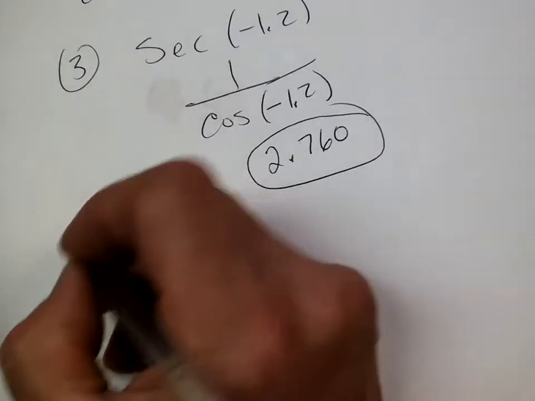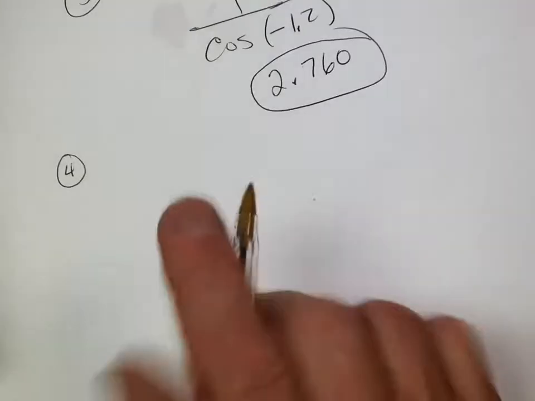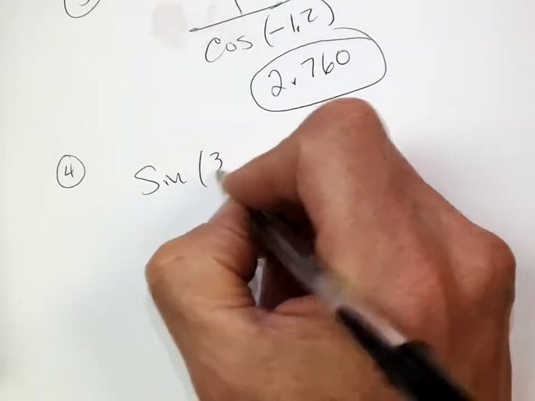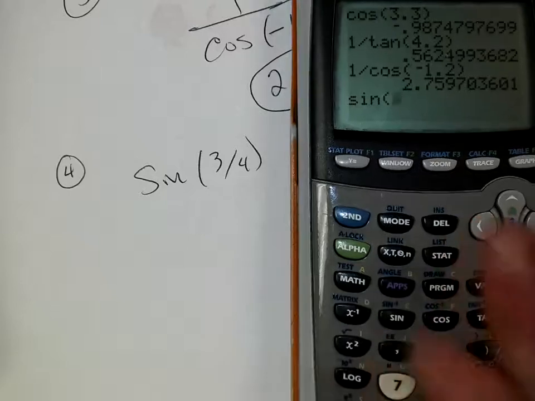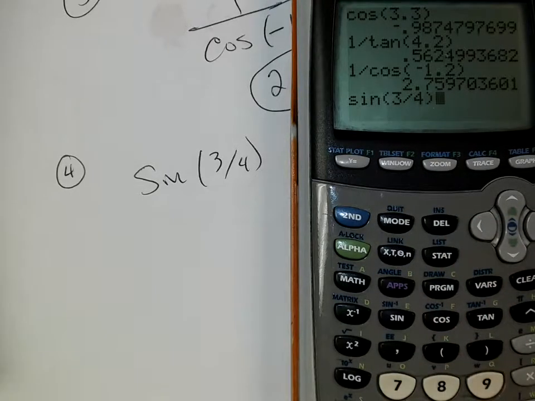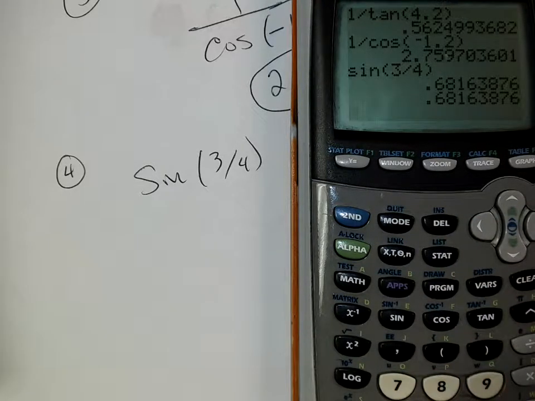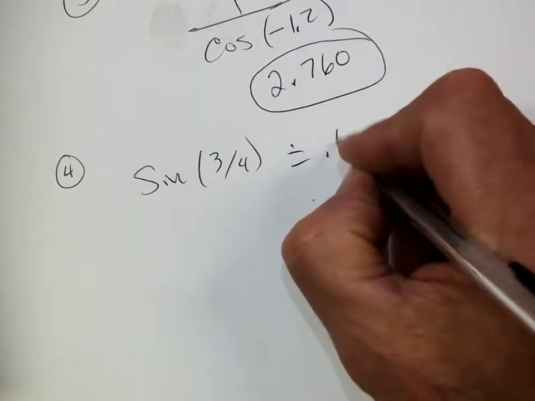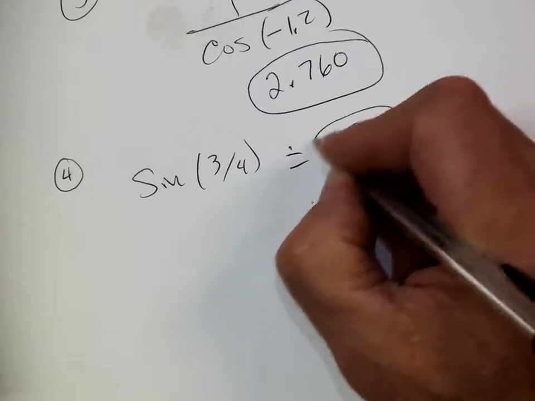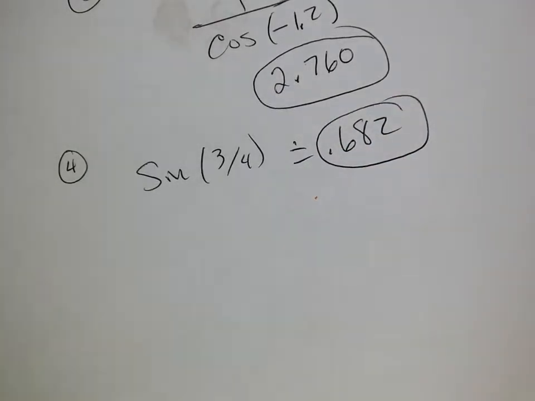Sine of 3/4. It's easy, right? We're just going to go sine of 3 divided by 4. And I get about a 0.682. Okay? Not too bad.